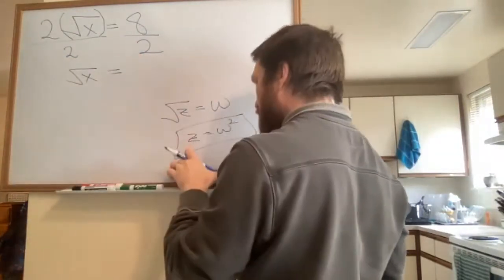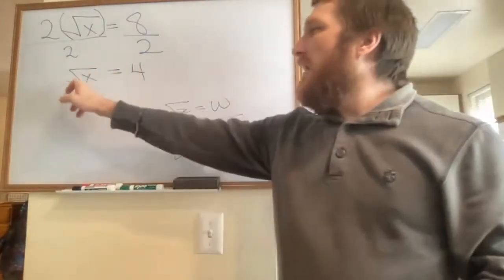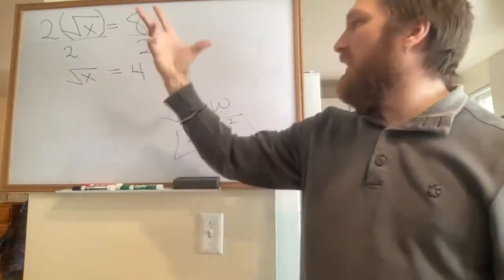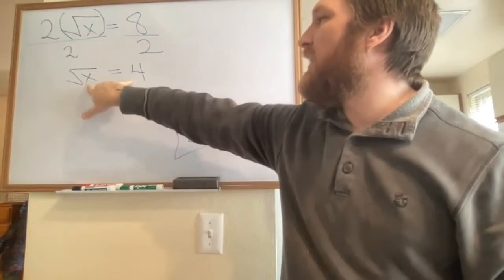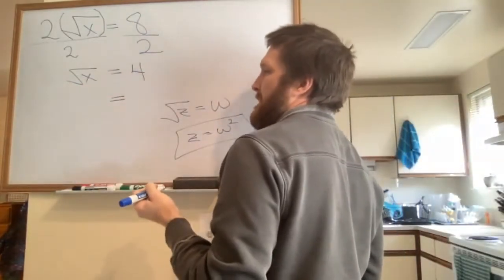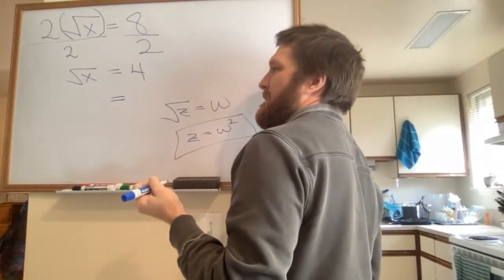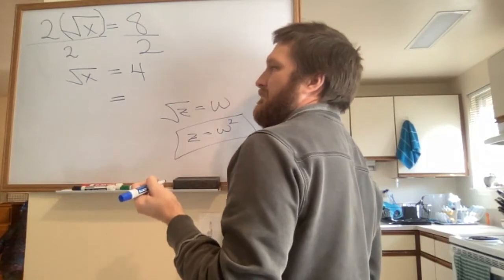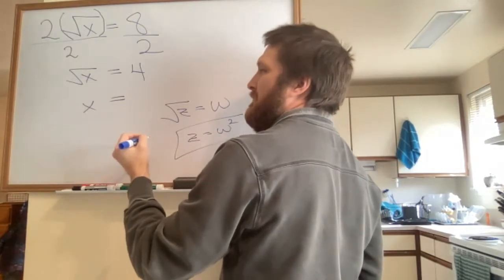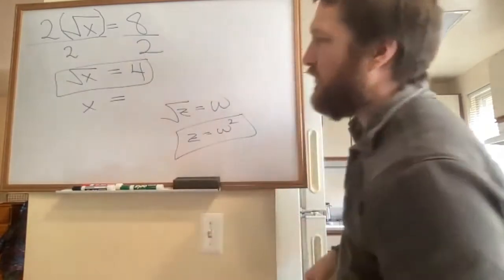8 divided by 2 is 4. And so now what do we do? Yes, we know what the answer is, but let's go ahead and see how do we turn this into an exponential equation? So the square root of x equals 2. X equals what?